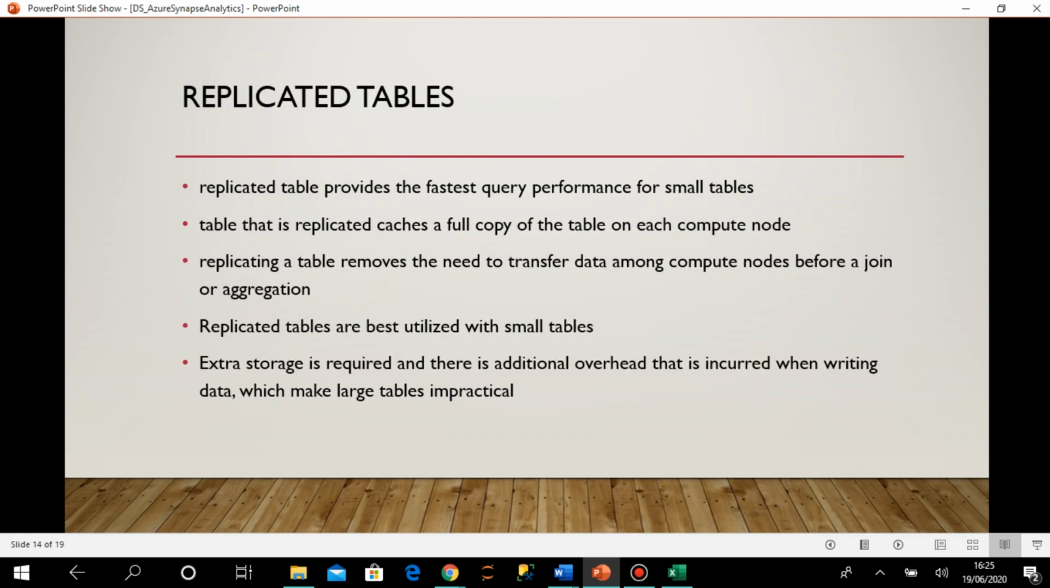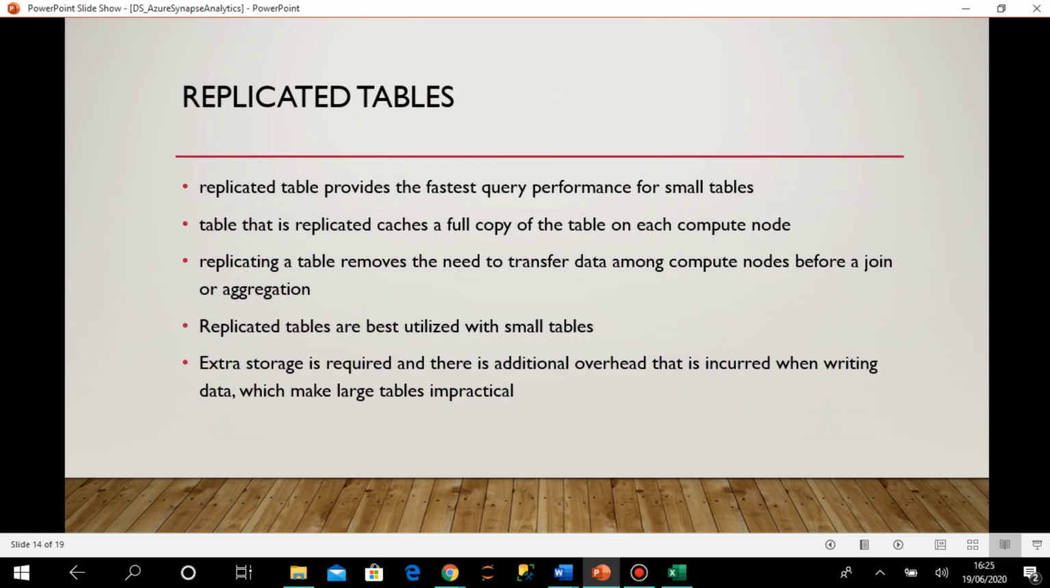Then there is another way of keeping the data in different distributions: the replicated table. A replicated table provides the fastest query performance for small tables, so when there is a small table we can go for this method. A replicated table caches a full copy of the table on each compute node. Suppose I have 10 compute nodes. If I have one table, I keep the entire copy of the table in these 10 nodes.